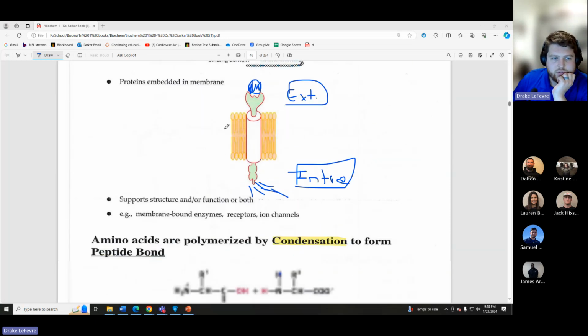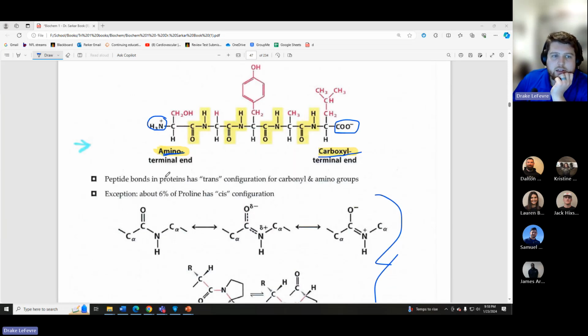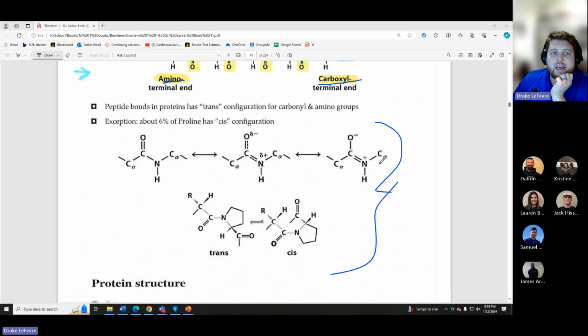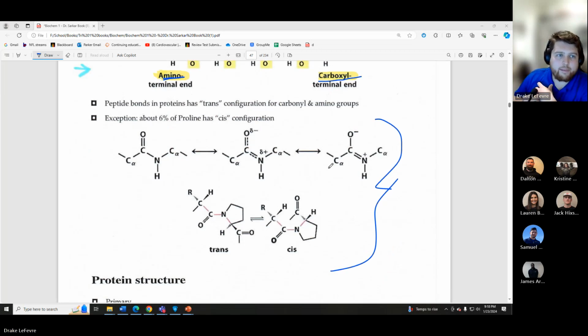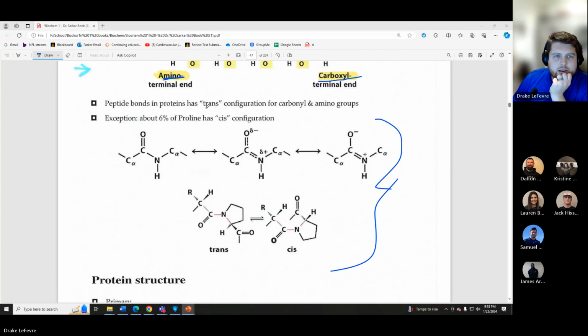This again is just going over proteins. There's that same condensation to form a peptide bond again, amino to carboxyl terminal end. He might mention this trans versus cis configuration. Again, this is one of those things where 99% of the time the answer is going to be trans configuration.